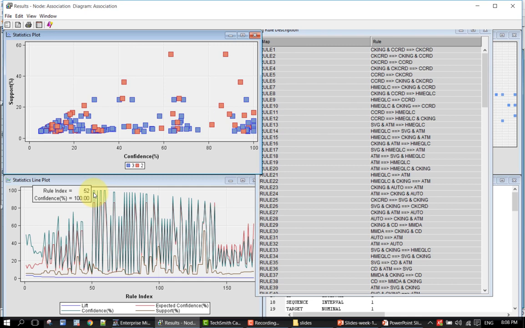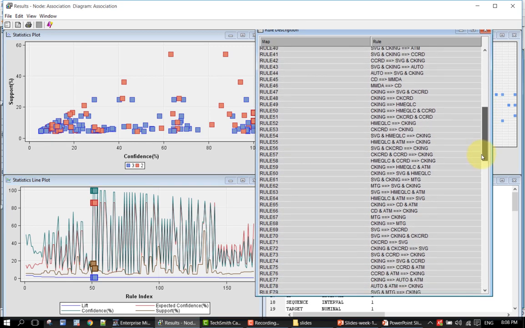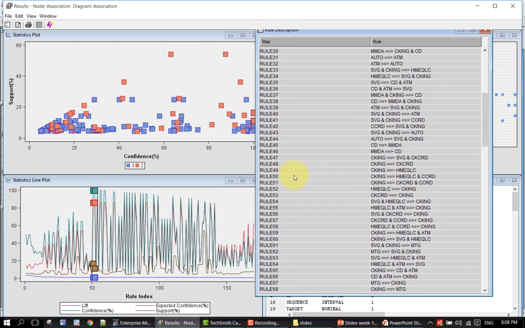Rule 52. Okay, let's take this example. Rule 52 has a confidence of 100. This must be a dependence case. Let's see if it's a bundle. It's not a bundle. It's the same one. Right. Instead of looking at the perfect confidence, maybe let's consider something lower.